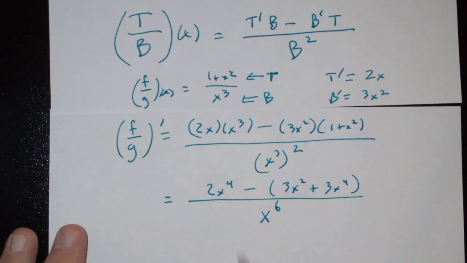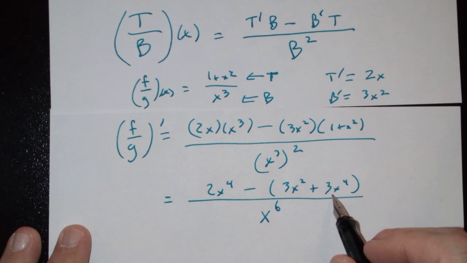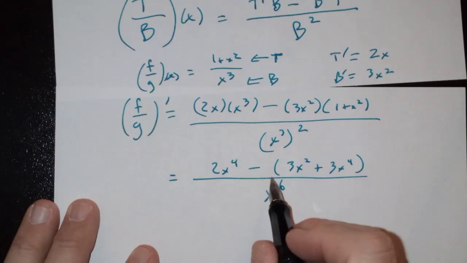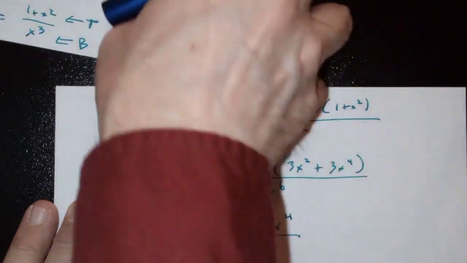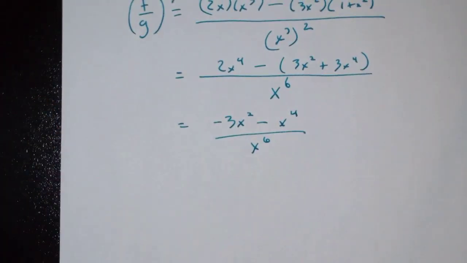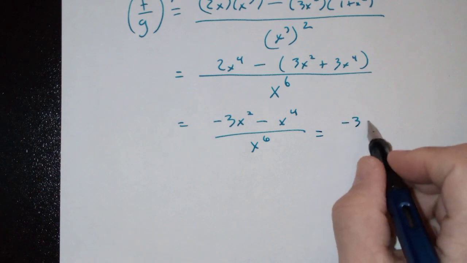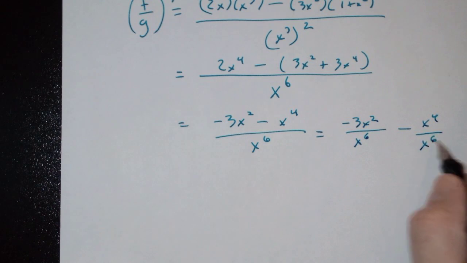Okay, hang on a second. I got a 2x to the 4th minus 3x to the 4th, right? That's going to leave me minus one of them. I also have a minus 3x squared. Minus 3x squared minus 1 x to the 4th over x to the 6th. Here comes the magic part. Split it up. Minus 3x squared over x to the 6th, minus x to the 4th over x to the 6th.